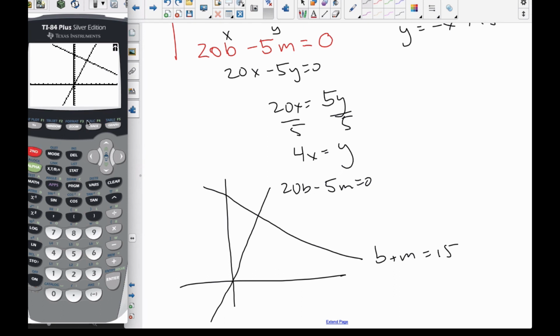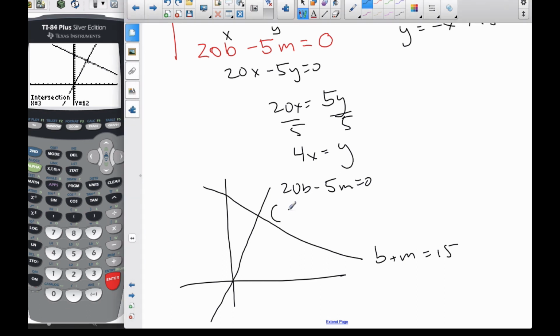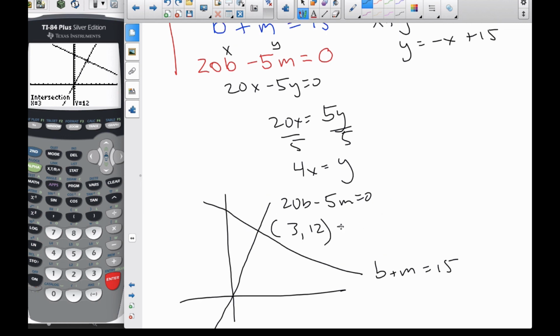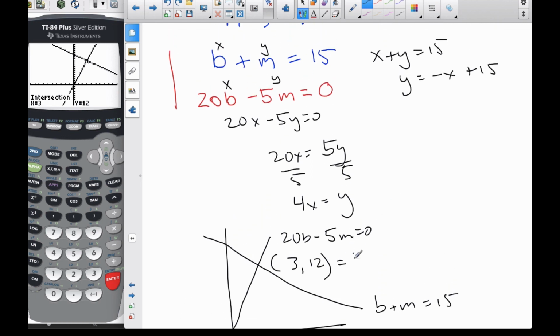I go second, calculate, 5 is intersect. It asks me a question: first curve, which is this equation, enter. Second curve, which is this equation, enter. Now it wants a guess. I move my cursor left and right nearby the point I want. It's close enough, hit enter. And I end up getting this point here, 3, 12. Look at that, both answers at the same time. I got B and M.